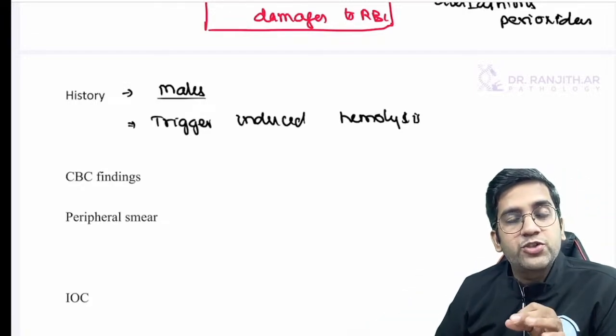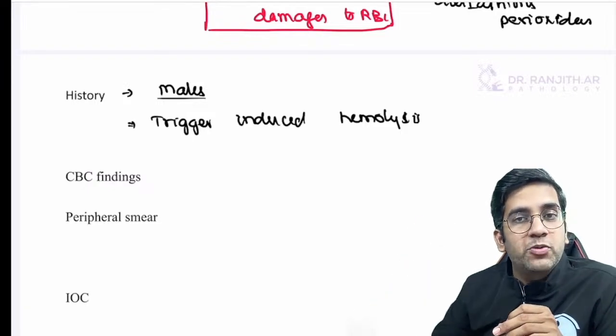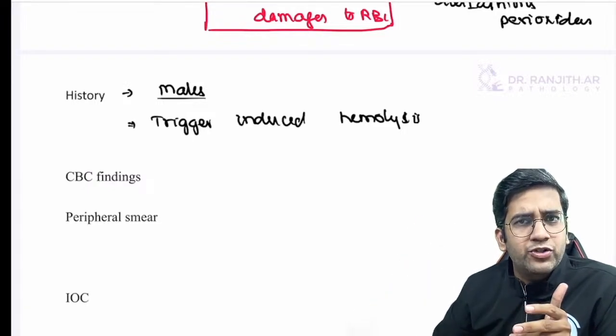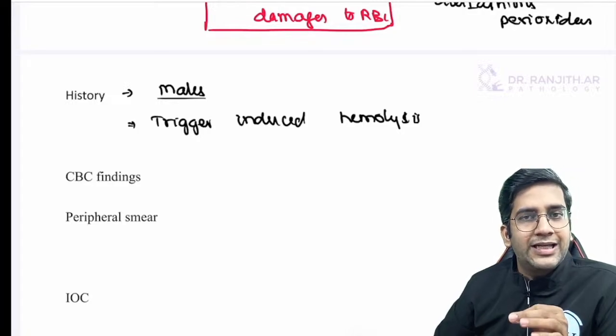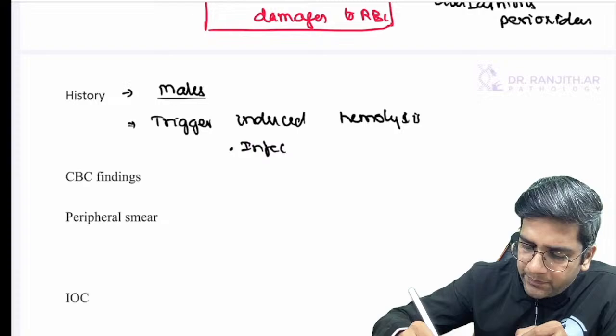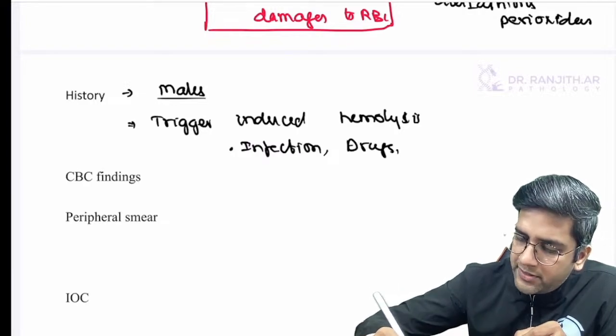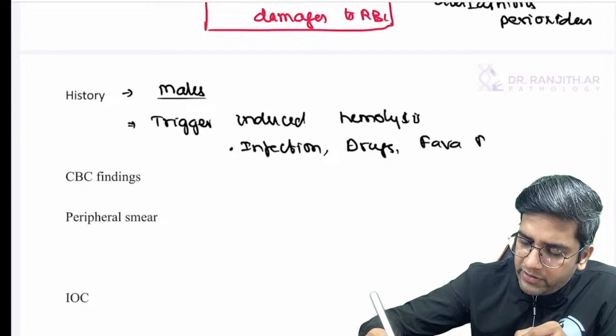Since reactive oxygen species directly destroy the RBC inside the vessel, will the patient have hemoglobinuria, red color urine, or hematuria? Obviously the patient will have, right? So the trigger is induced hemolysis. The triggers are most likely infections. Infection is the common trigger. Drugs could be a common trigger. Fava beans, favism could be a common trigger, right?